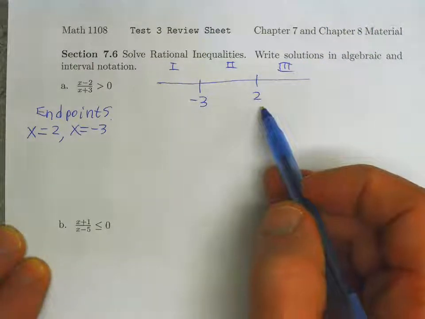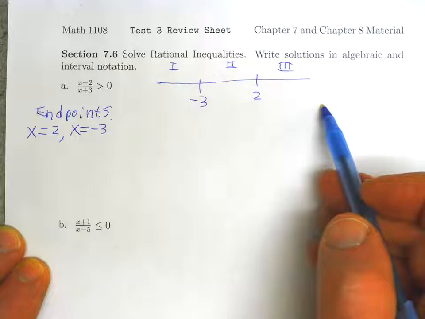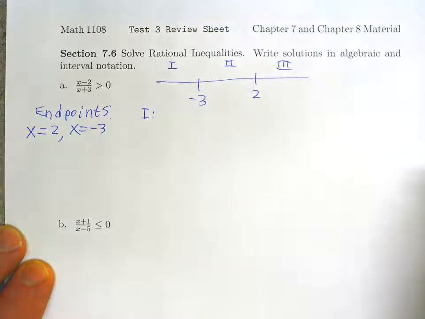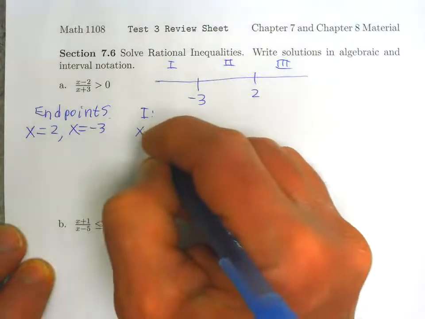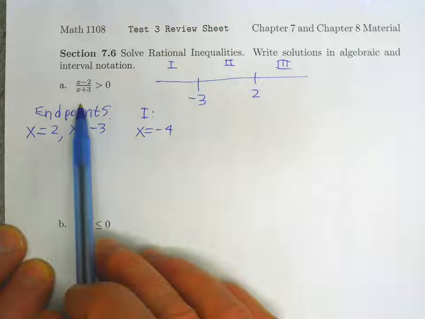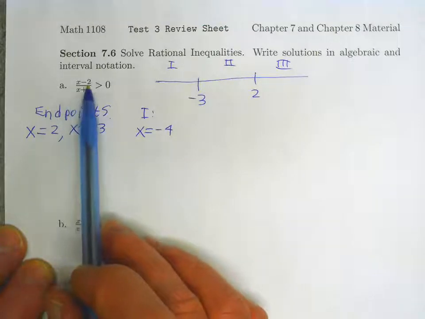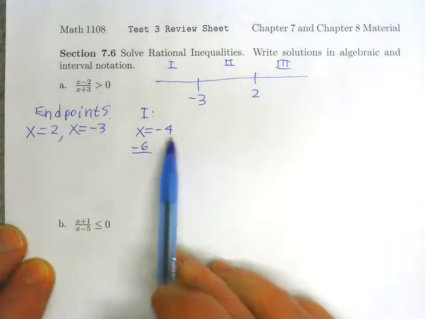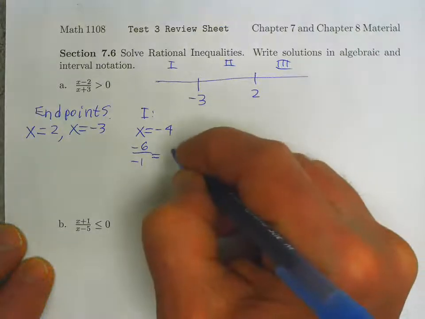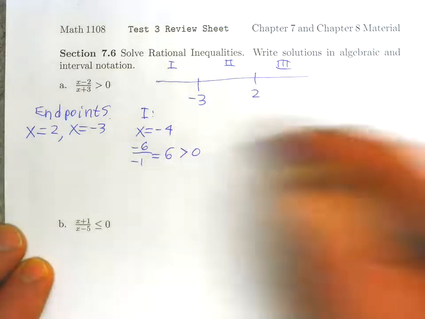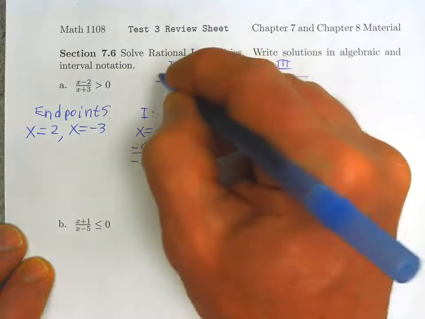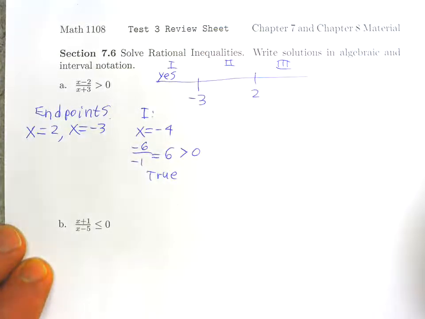And those two endpoints divide the entire real number line into 3 separate intervals. So we have to pick a test point from each interval. In the interval on the left, we'll pick x to be negative 4. And then in the inequality, replace every x with negative 4. In the numerator, negative 4 minus 2 is negative 6. In the denominator, negative 4 plus 3 is negative 1. And negative 6 divided by negative 1 is 6. And the inequality greater than 0, that's true. So that means all of the numbers from negative infinity to negative 3 are solutions.